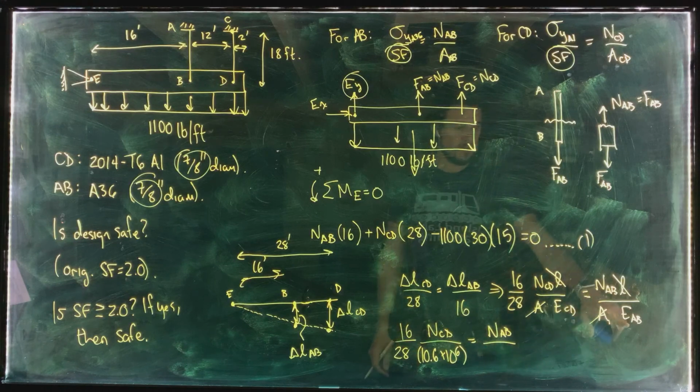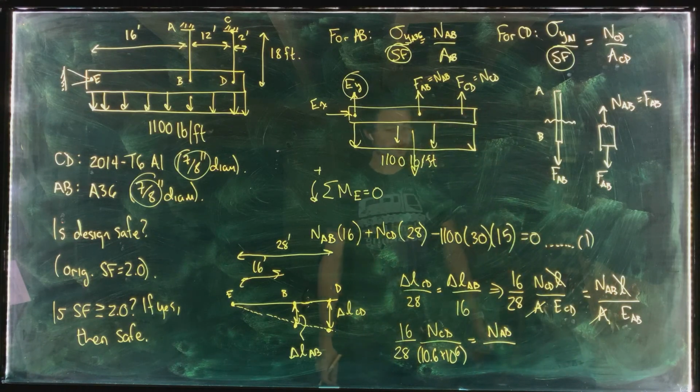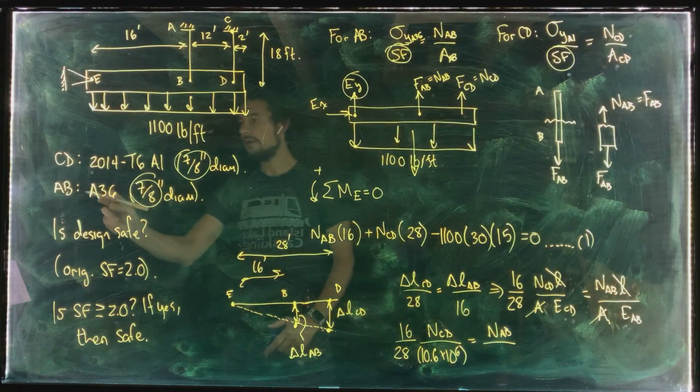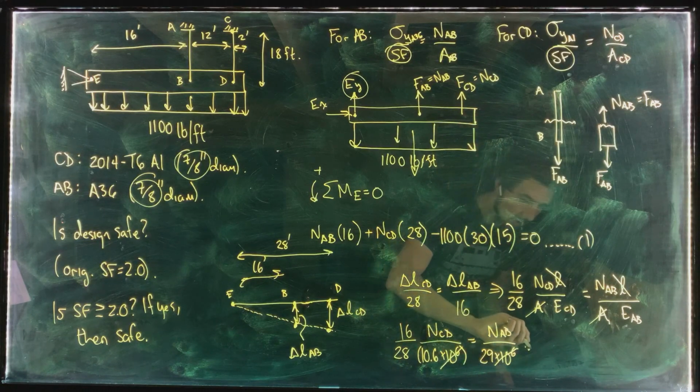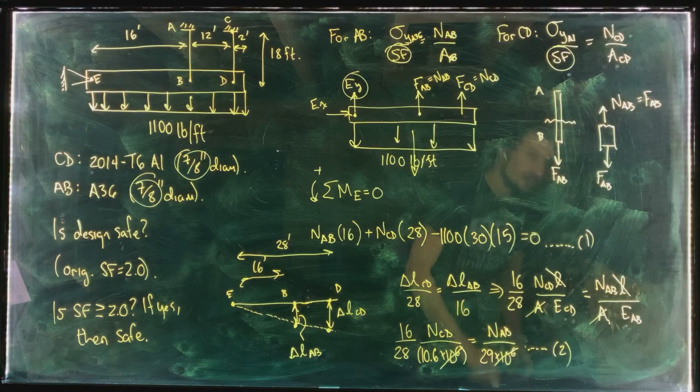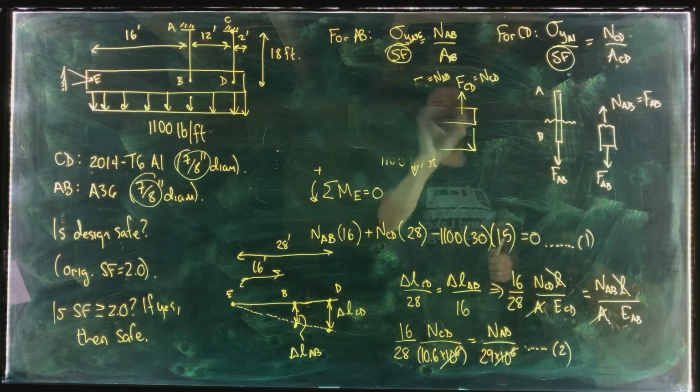divided by modulus of elasticity E AB, and material AB is the A36 steel. Looking on the material property tables, you will see that that is 29 times 10 to the 3 KSI. So we've got 29 times 10 to the 6 PSI. And more cancellations. The times 10 to the 6s can go. Right, so now we've got a second equation. There we go. Okay, perfect.